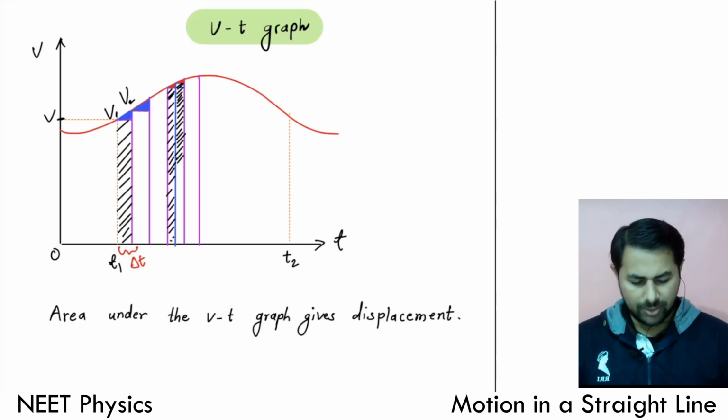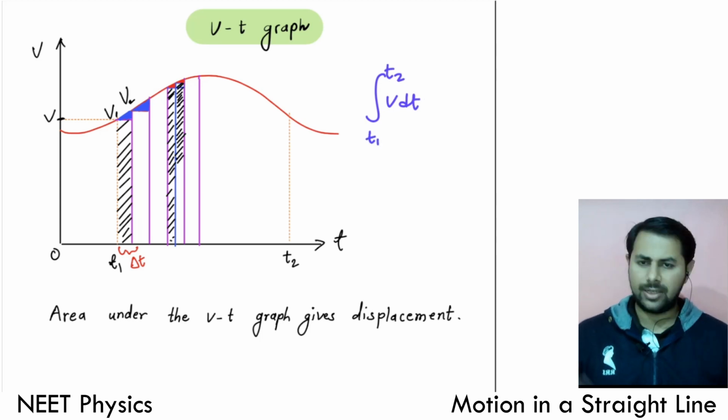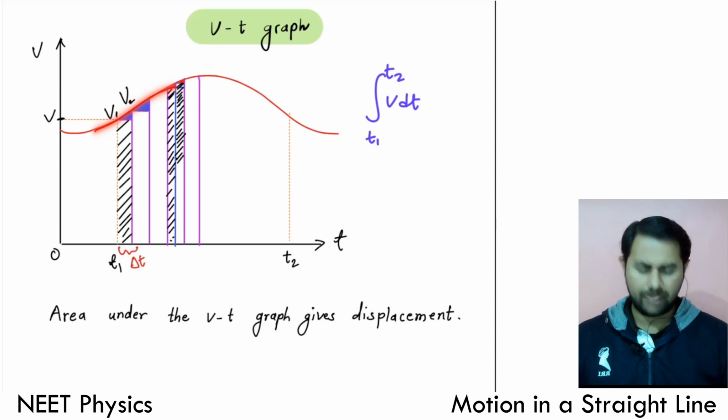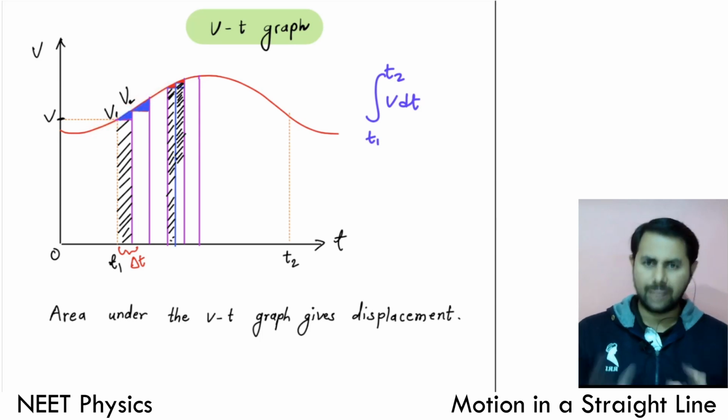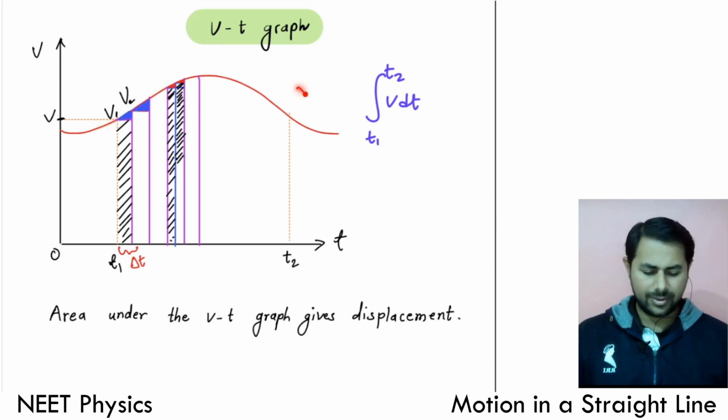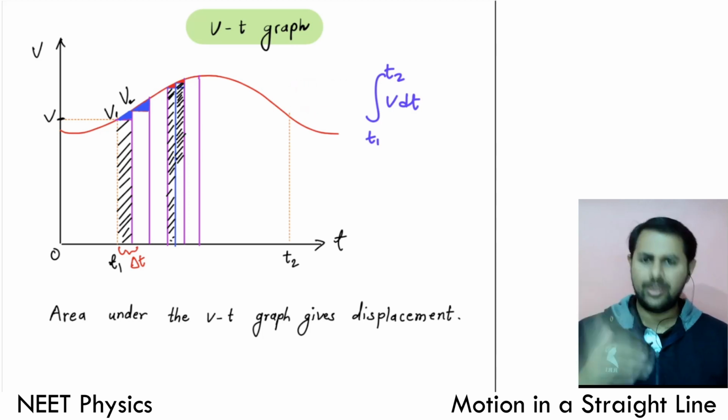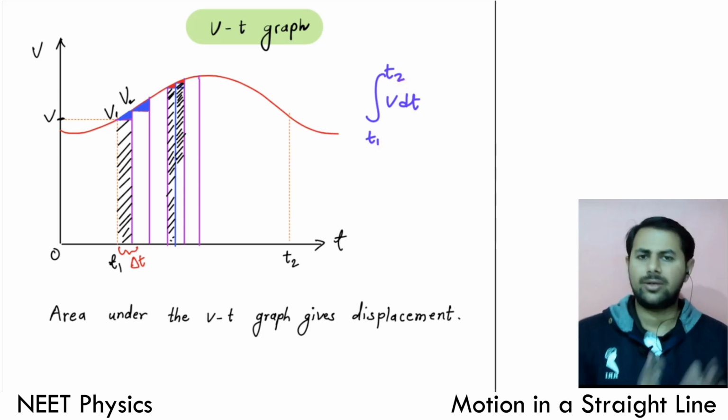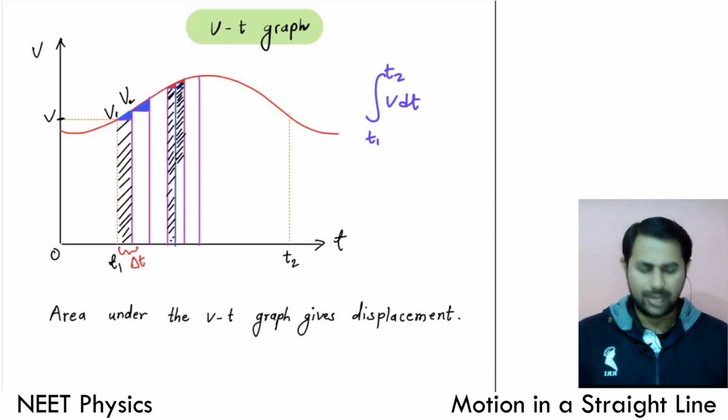How will you find out the area under the curve? You will just integrate v from t1 to t2. That will give you the area under the curve. So the area under the vt curve gives displacement. That means displacement, or x2 minus x1, is just equal to the integration of v dt from t1 to t2. Displacement is the area under the vt curve, which means it is the integral of velocity from t1 to t2.